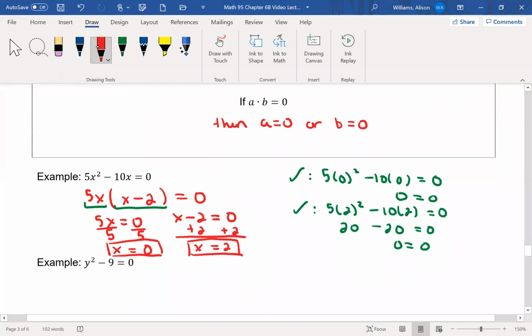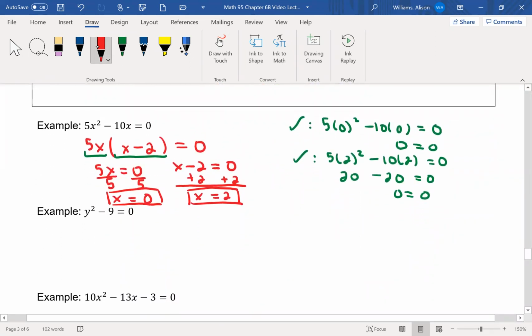So let's try another problem. So this one, I have a y squared minus 9. Now I don't have a GCF. I do have two terms. They are a difference of squares because 9 is 3 squared, and then there's a subtraction, and y is squared.